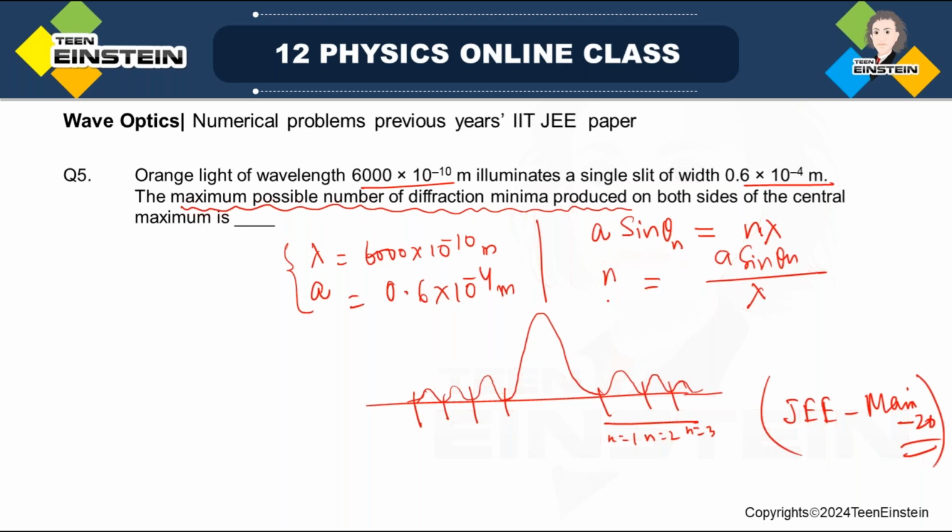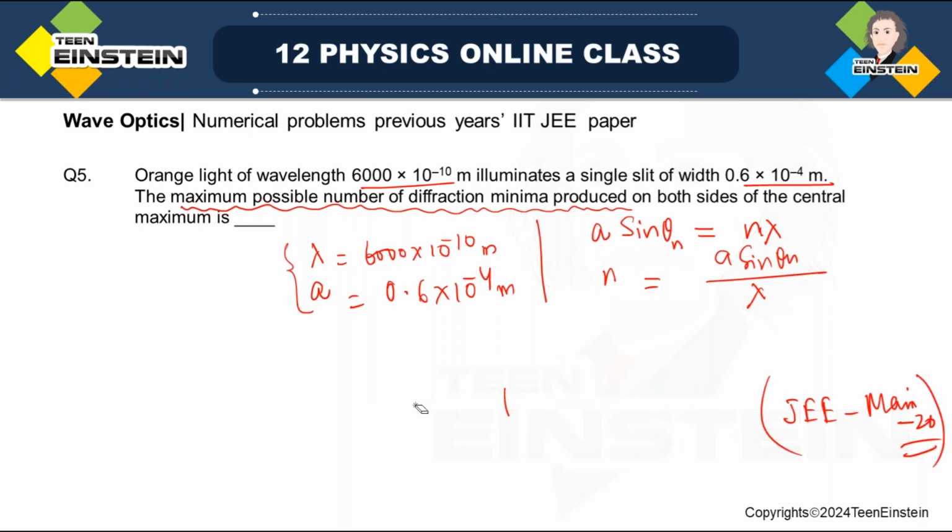I have to find out the maximum number of minima, that is, the maximum order n. So how to find that? If I have to have the maximum, then this theta also has to be maximum. Sin theta has its maximum value when theta is 90 degree, isn't it?